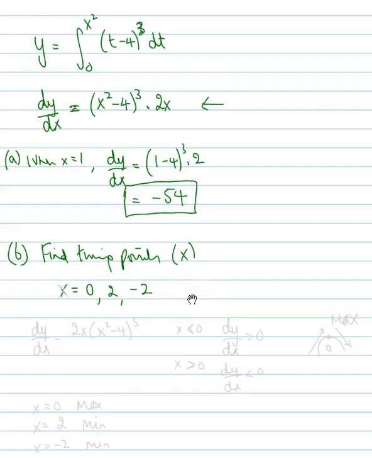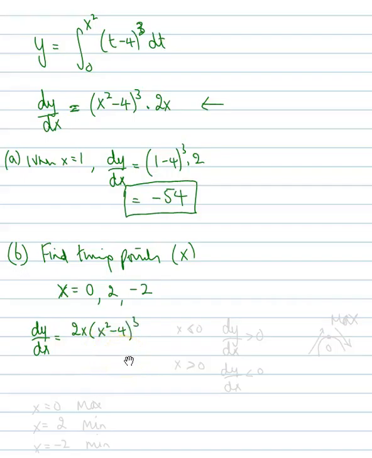Okay. And then it says what are the natures of the turning points. To find out whether there's a local min or a max, you substitute values of x into the derivative at slightly smaller and bigger values. So let me demonstrate it with 0. Here's the function, dy/dx equals 2x times (x squared minus 4) cubed.